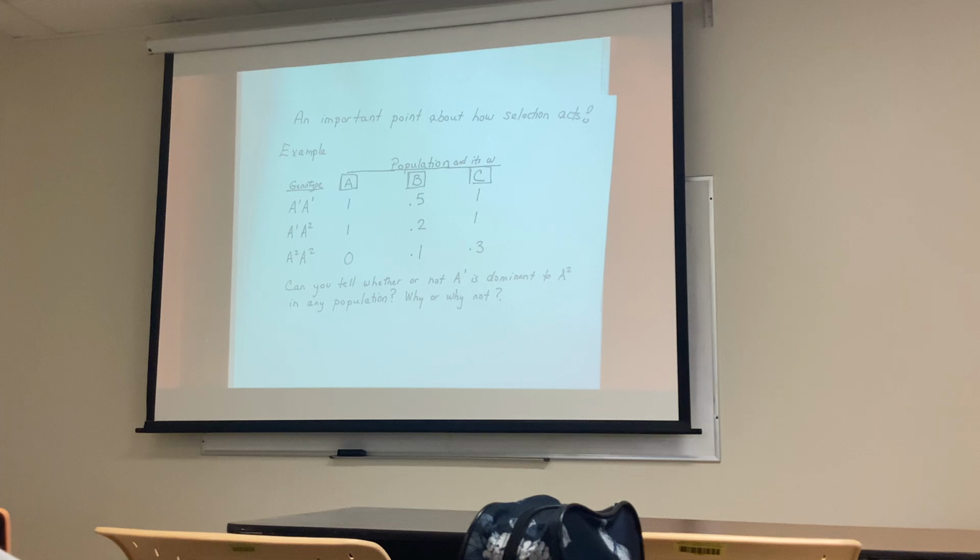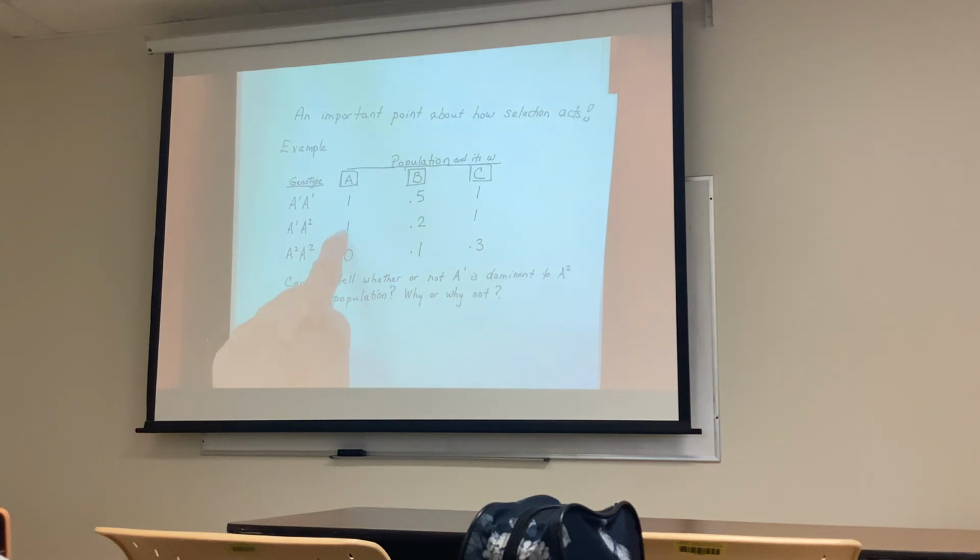Because when you had at least one A1, your fitness was still on, and then as soon as you had two A2s it dropped. It's still higher than the relative fitness. So in population A, you're saying A1 is dominant to A2. Yeah. And what about population B? No. And what about population C? Yes, also yes, but why?